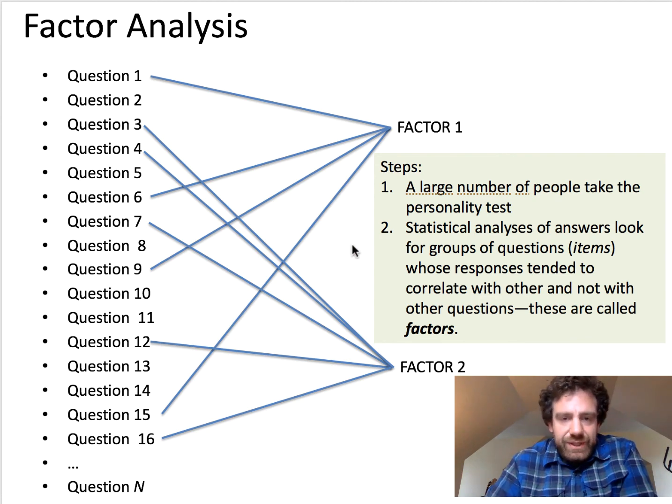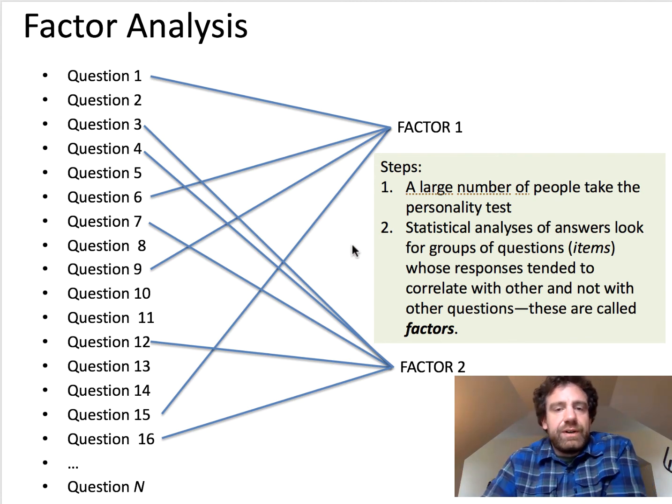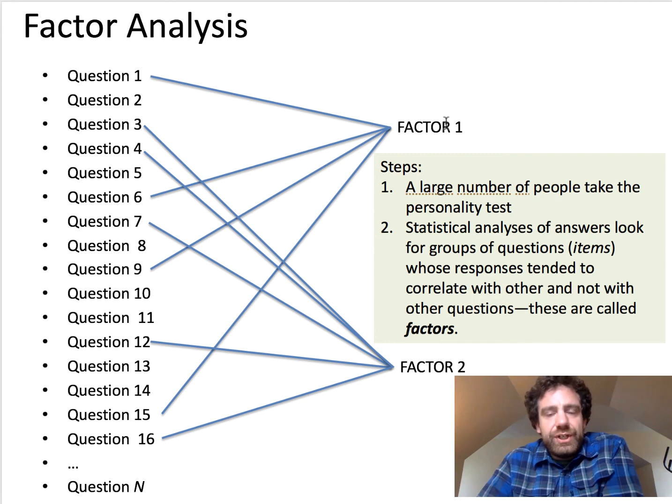So it's easier to think about it with this diagram here. This shows 16 items on a test and 2 factors that include subsets of these items. The first factor is made up of question 1, question 6, question 9, question 15.